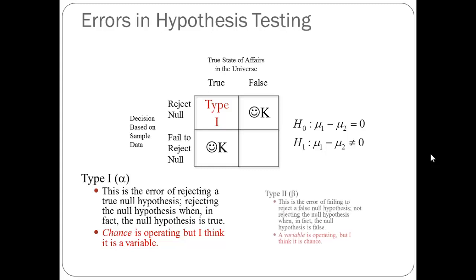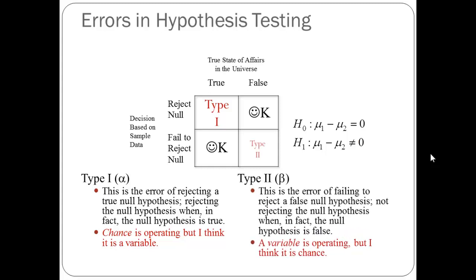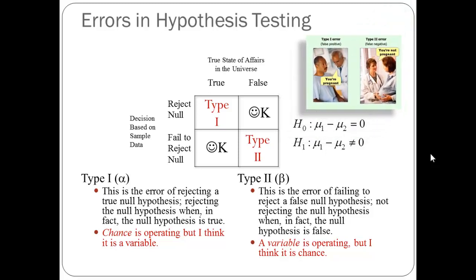I also can make a type 2 error. Now, type 1 is often called alpha error. Type 2 is often called a beta error. I just like to call them type 1 and type 2. Type 2 error is when I fail to reject the null hypothesis when in fact I should. The null hypothesis is actually false, so that a variable is operating. There really is a difference or a deviation from chance, but I believe that it's due to chance.